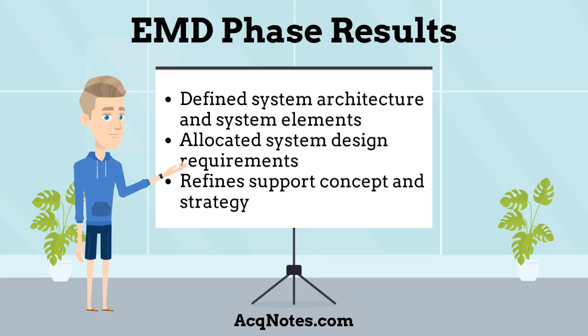What are the results of the engineering and manufacturing development phase? In the EMD phase, the system architecture and system elements down to the configuration item, hardware and software, level are defined based upon the technology selected and integrated during the material solution analysis and the technology maturation and risk reduction phase.